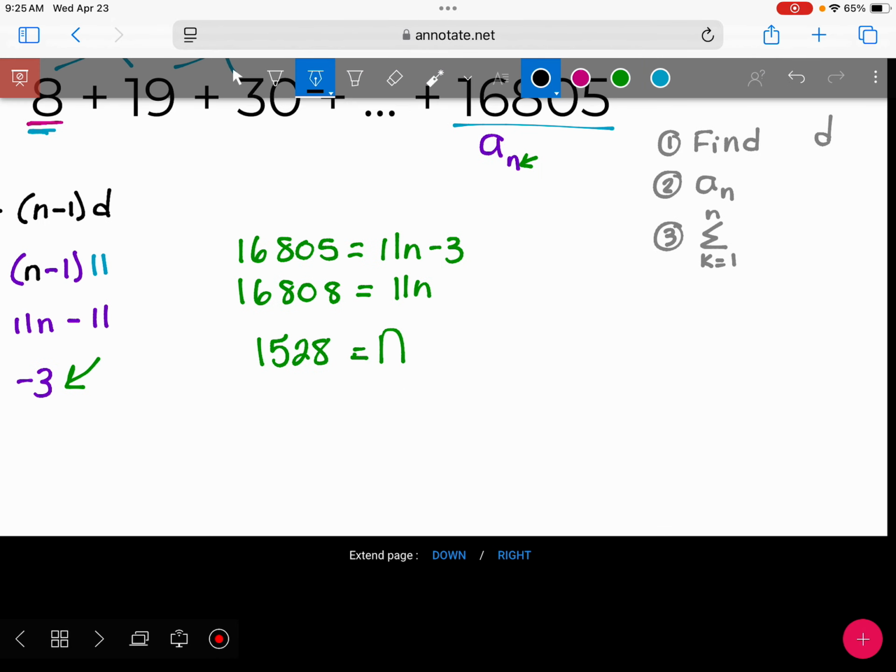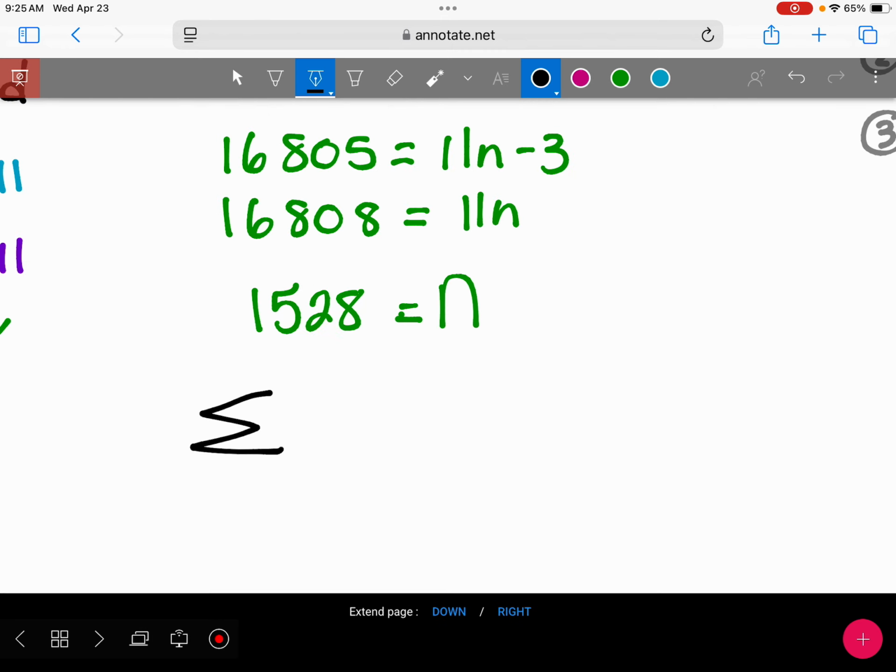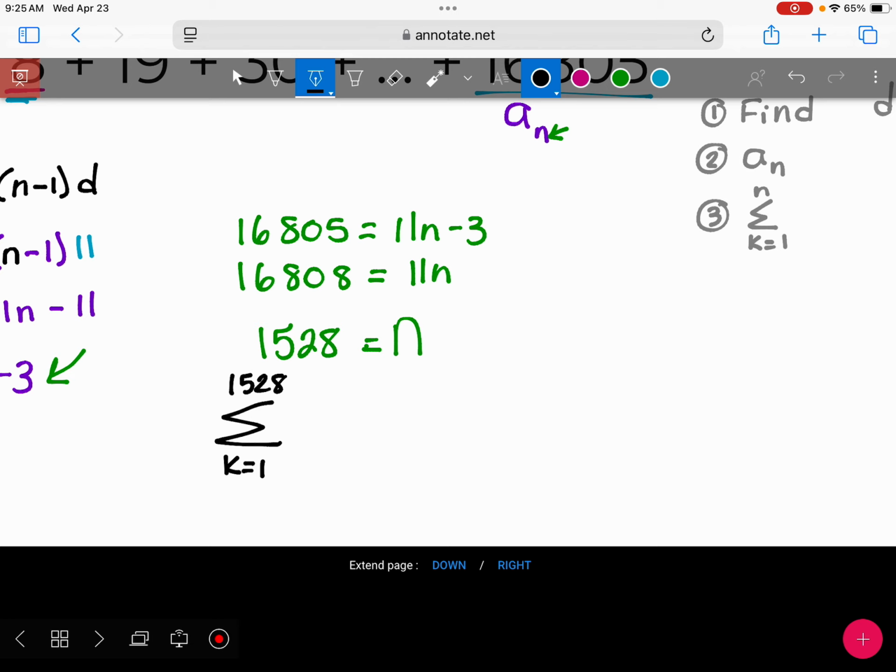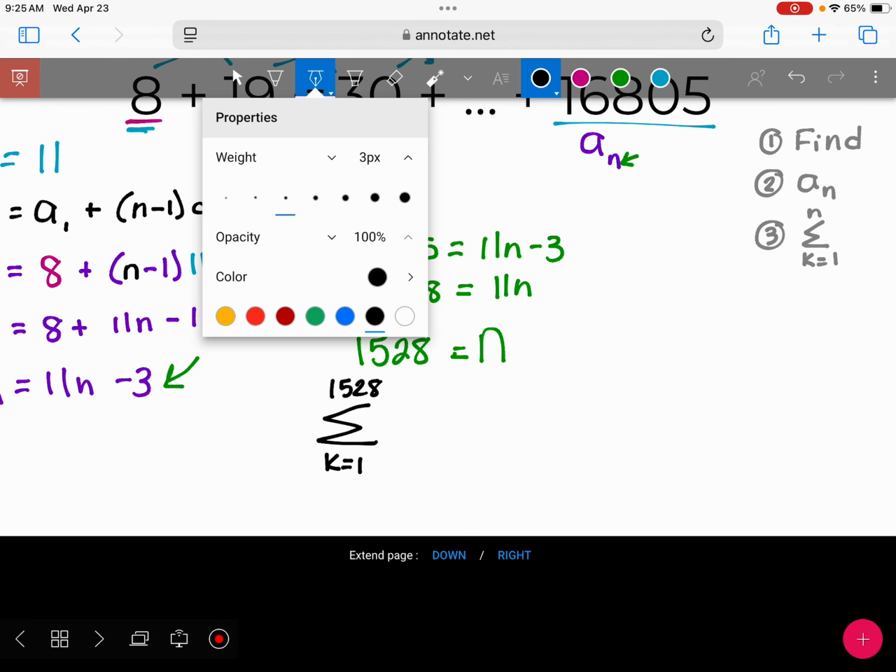So there is a lot of terms in this sequence. We should probably not find each term to add them all up. That would take a very long time for 1,528 pieces to then add up. Ew. So let's use our sum that we want to do from 1 to 1,528 of our rule. We can write it this way. It's not pleasant, but we can write it.